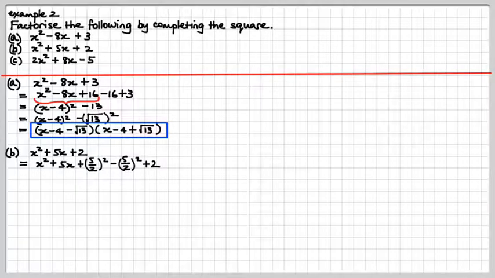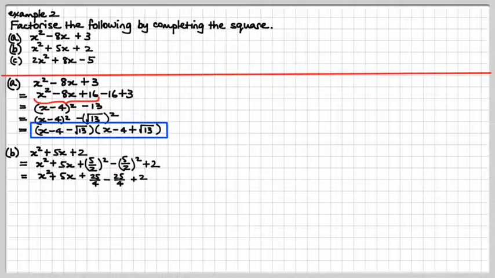Now we clean it up a little bit and we get this, right? 5 squared's 25, 2 squared's 4. So we add that and subtract it straight away, and then the plus 2 was there already. Now this term is the one we want to complete the square for this quadratic trinomial.